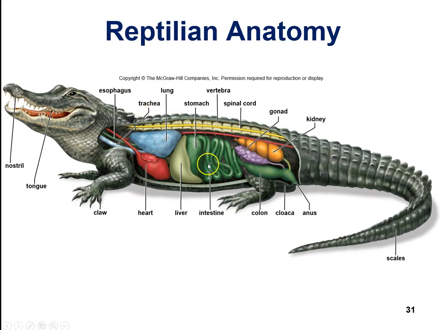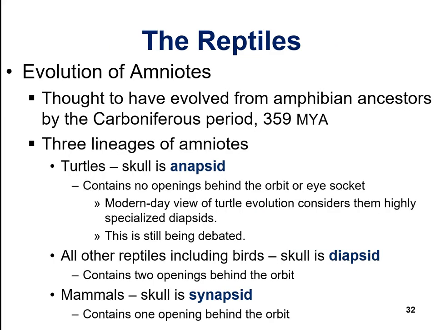If you want to look at just some basic reptilian anatomy, again, you're not responsible for this, right? But you can see very well-developed organs and organ systems. This is obviously showing an example of a crocodile. All right, this part, honestly, you can just skip over.